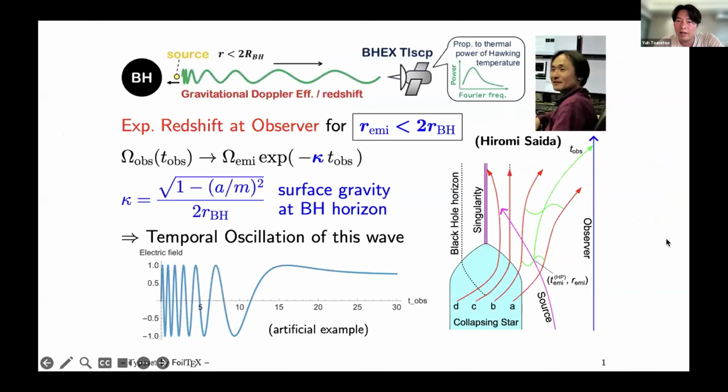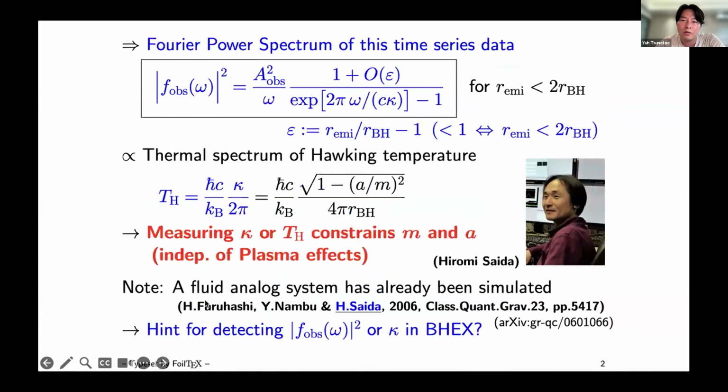The next topic is about exponential frequency redshift close to the horizon, which is studied by Hiromi Saida at Daido University. When light is emitted from a region close to the black hole, the observed frequency decays exponentially with time, as shown in this formula and schematic picture. It is also shown that this exponentially redshifted signal should appear as a thermal-like power spectrum, like this.